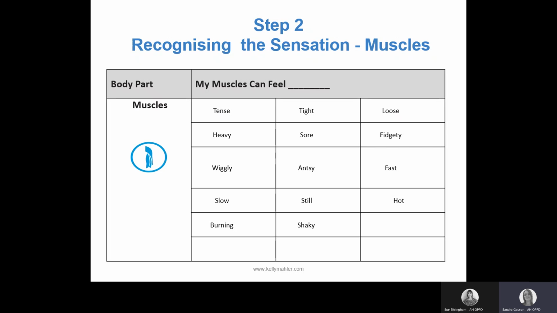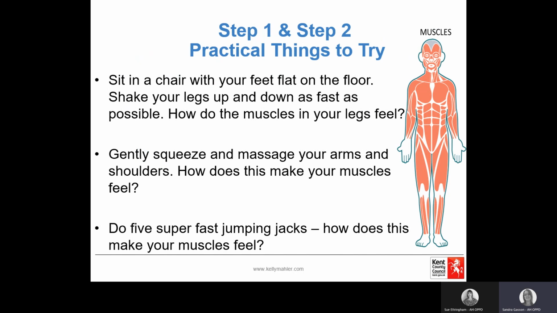It's a crucial part of learning to have good interoception awareness, to be able to have words that you are comfortable to use that describe how your muscles can feel to you. So if you were struggling to think of any of those words, you could try some practical things. Perhaps you could try sitting in a chair with your feet flat on the floor. Shake your legs up and down as fast as possible and see how this makes the muscles in your legs feel. Or someone else could try gently squeezing and massaging your arms and shoulders. How does this make your muscles feel? Or you could do 5 super fast jumping jacks. How does this make your muscles feel?